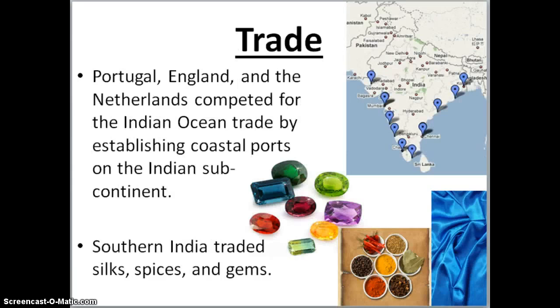Trade. Of course, we need to know trade about the Mughal Empire. So we're going to have Portugal, England, and the Netherlands. They're going to compete for the Indian Ocean trade by establishing coastal ports on the Indian subcontinent. Here, these blue dots represent those trading ports along the coastline. Southern India is going to trade silks, spices, and gems.